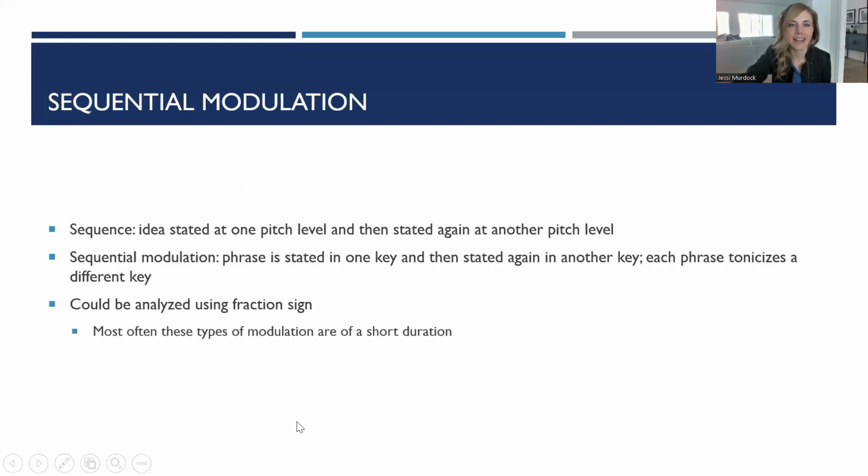Okay, next technique. We can see what's called a sequential modulation. Remember, a sequence is just an idea that's stated at one pitch level and then restated on another pitch. So a sequential modulation means that your phrase is stated in one key and then stated again in a different key. Each phrase is tonicizing a different key, so a different tonal center for each. Sometimes these sequential modulations are really small, so you could use that little fraction sign or bracket like we've seen before. That's called expanded tonicization.